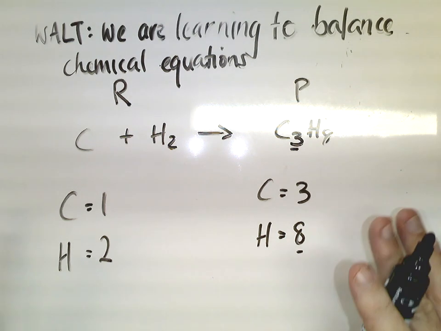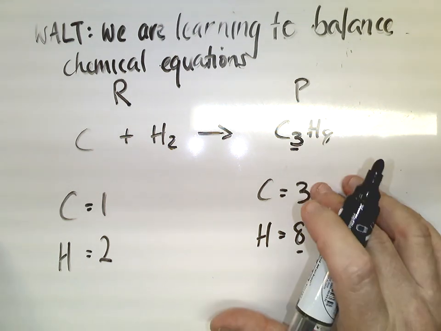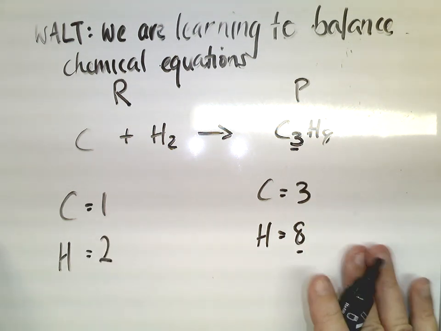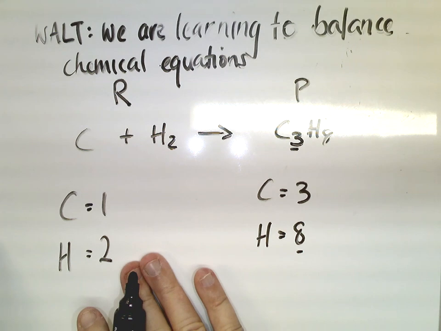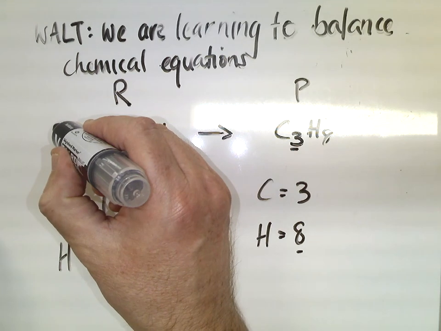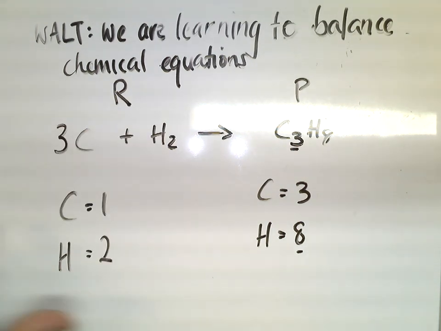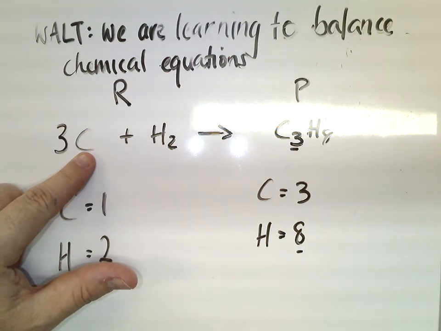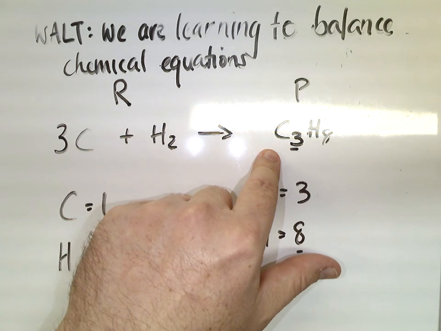So if I asked you if it was balanced, well obviously it's not, because we've got a 3 here and a 1 there, and an 8 here and a 2 there. So what we actually need to do is balance this out. So the way we balance is we use large numbers. So I'll put a big 3 out here, saying that I need 3 times as much carbon to produce these 3 carbons on this side.